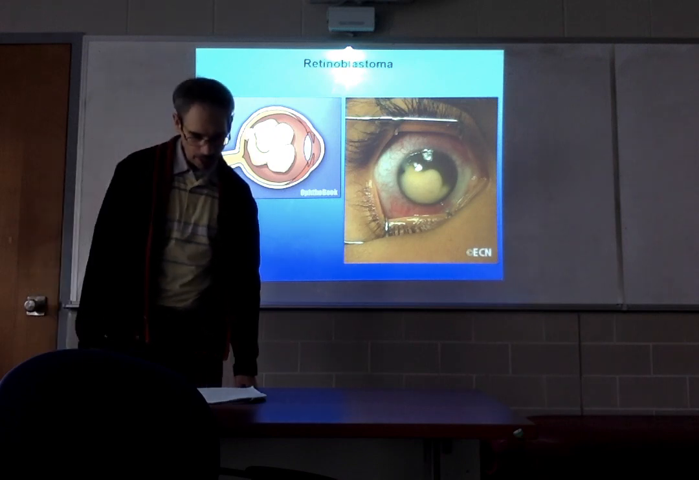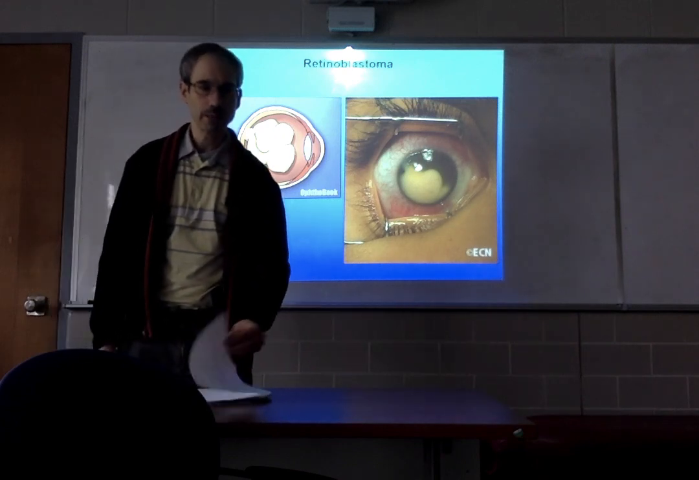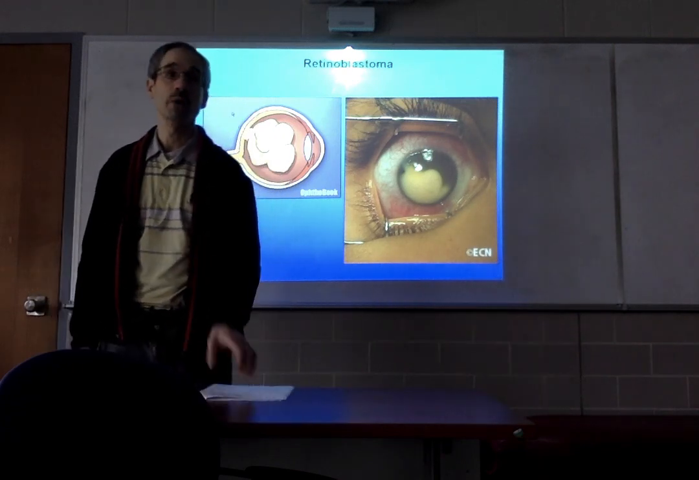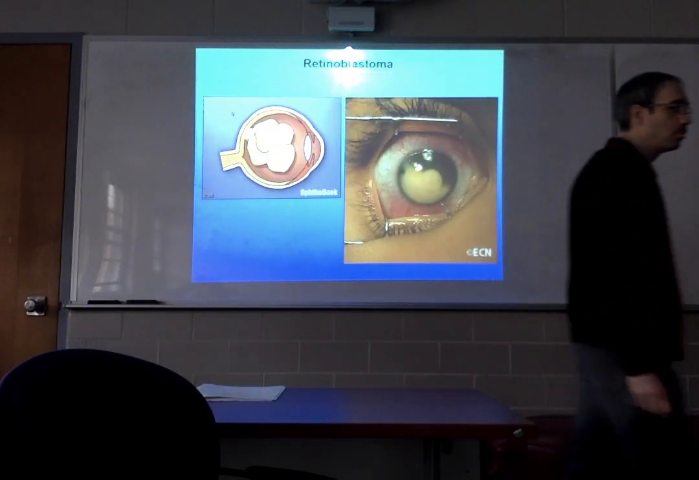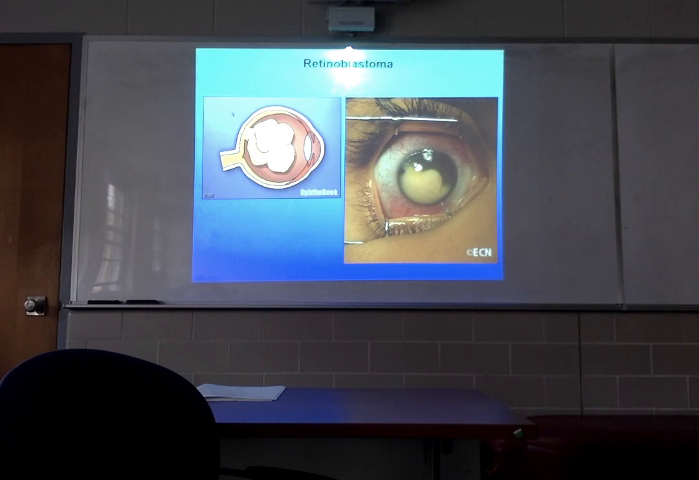Any questions on that? Okay, that's an example of a hereditary form of cancer. About 40% of retinoblastomas are somehow familial, they're somehow genetically related. The remaining types of retinoblastomas develop spontaneously, but clearly a large percentage of these retinoblastomas develop as a result of inheritance.